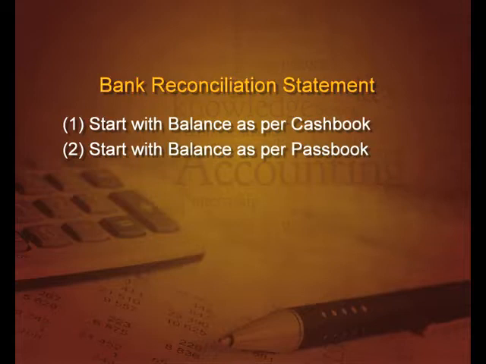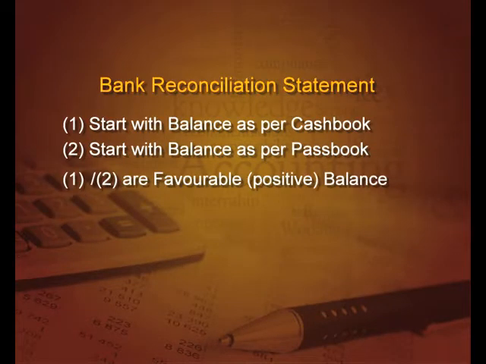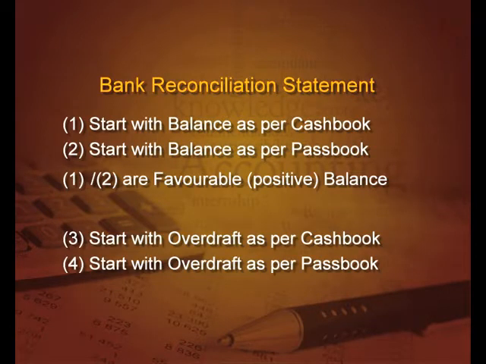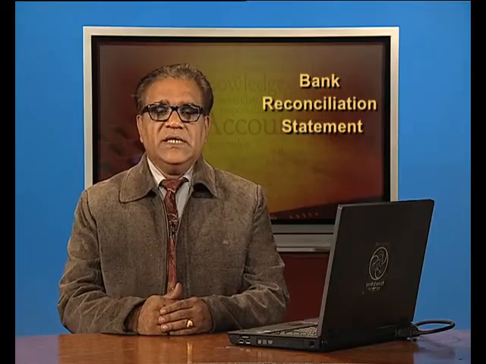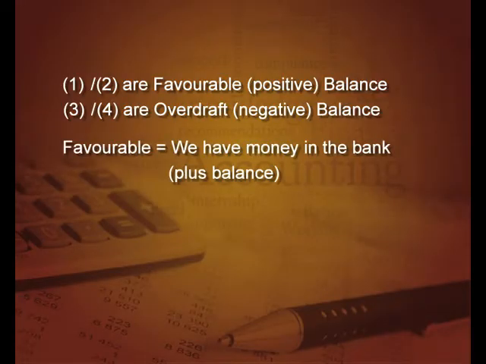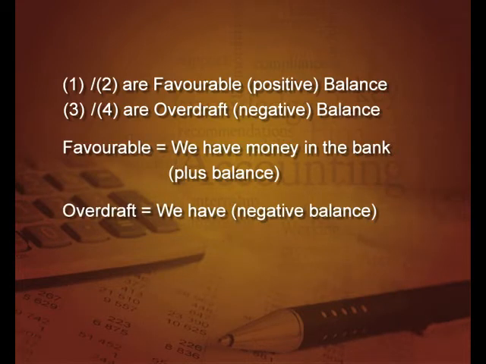Now to start with, please understand that the first and second cases are favorable, that is positive balance, and the third and fourth are overdraft, that is negative balance. Favorable means we have money in the bank, that is plus balance, and overdraft means we have a negative balance, that is we have drawn more than what we have in our account. So now we have to give back the money to the bank.